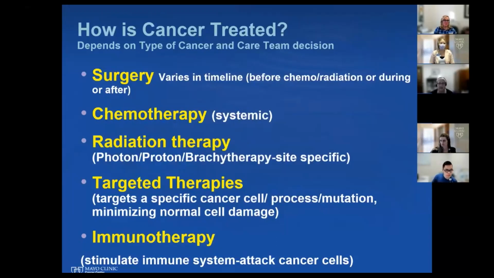Surgery is a very common way to remove a part or affected parts of the body that have cancer in them. For example, for breast cancer, depending on the type, the size, and the grade, maybe part or all of the breast tissue might be removed. But surgery is not used for all cancers.